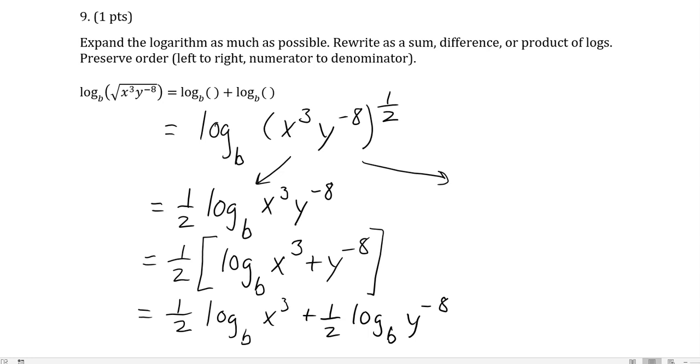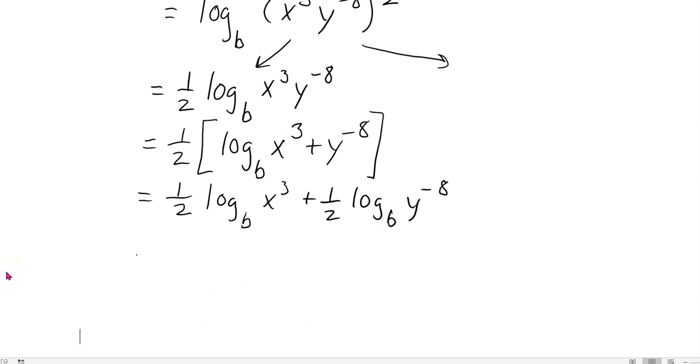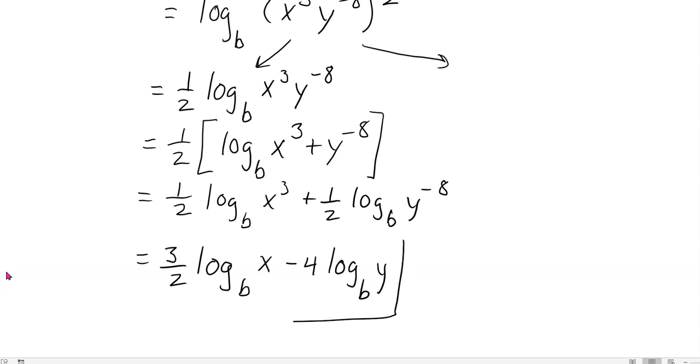Our next step would be to pull the power on the answer part to the front and multiply it by the 1/2 that's already there. If we do that, this will give us 3/2 at the front of the first term times the log base b of x plus a -8 times 1/2 will give us a -4, so we end up with -4 times the log base b of y. This is the most expanded form that we have.